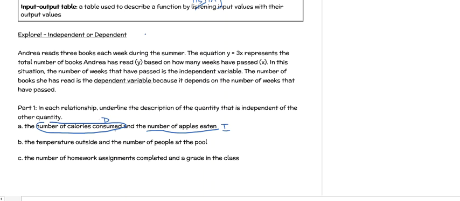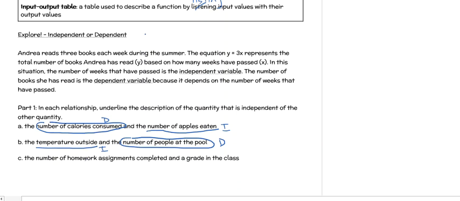So the number of people at the pool is going to be your dependent variable, because if it's a cold day outside, are you going to see a lot of people at the pool? No, you're going to see a lot fewer people. So the temperature outside is going to be your independent variable.